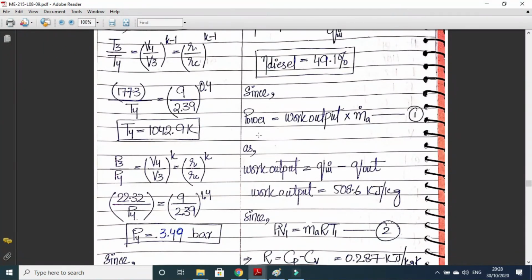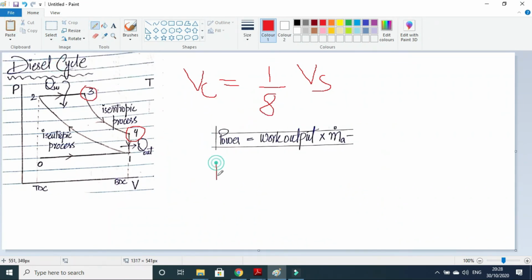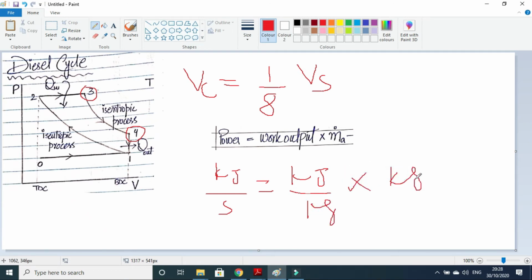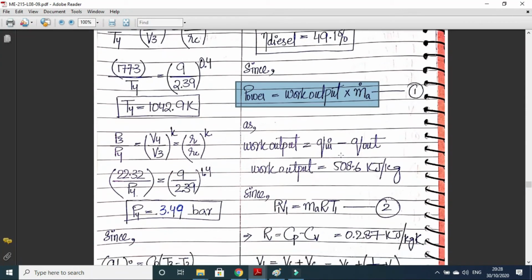So power will be equal to work output multiplied by mass flow rate. You can see here, the power unit will be kilojoule per second. Work output is in kilojoule per kilogram, so we need to multiply with kilogram per second. So kilogram will be cancelled out, leaving kilojoule per second. So we need to calculate the mass flow rate. The work output will be Q in minus Q out.